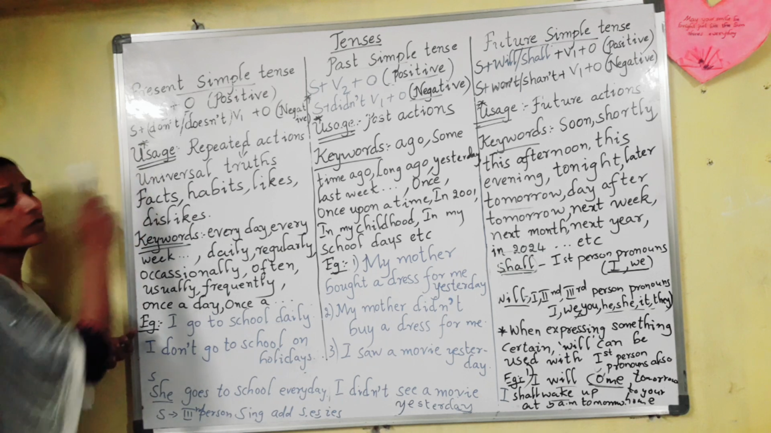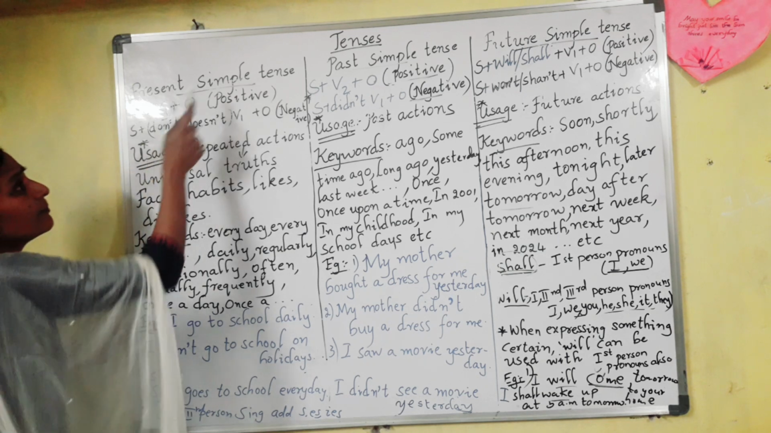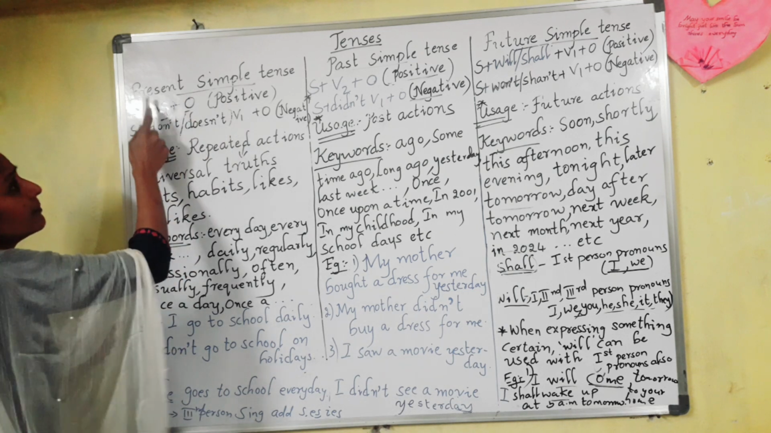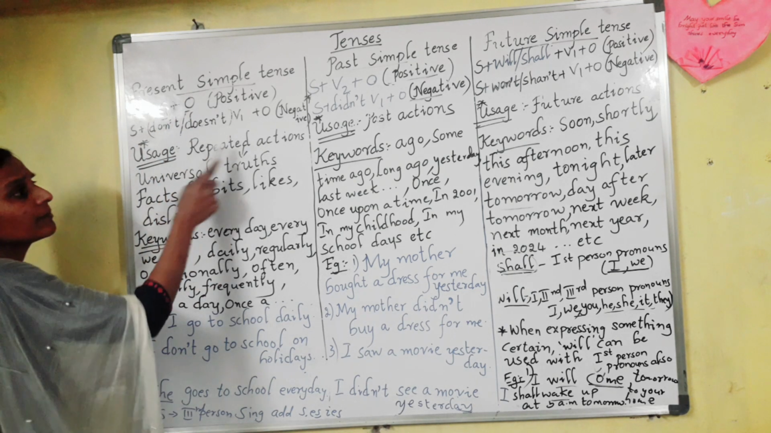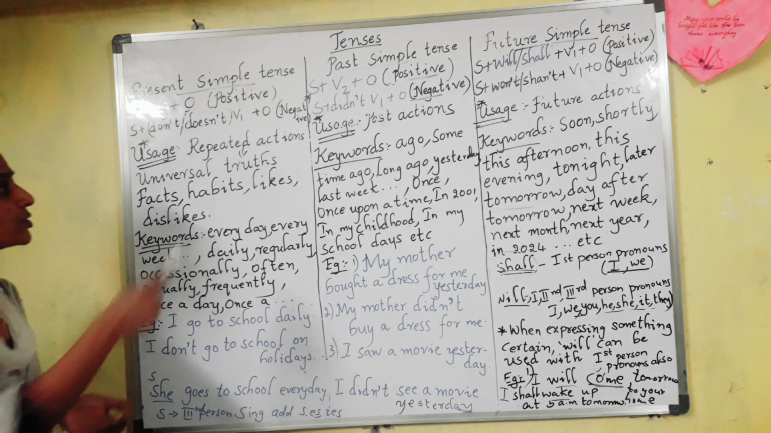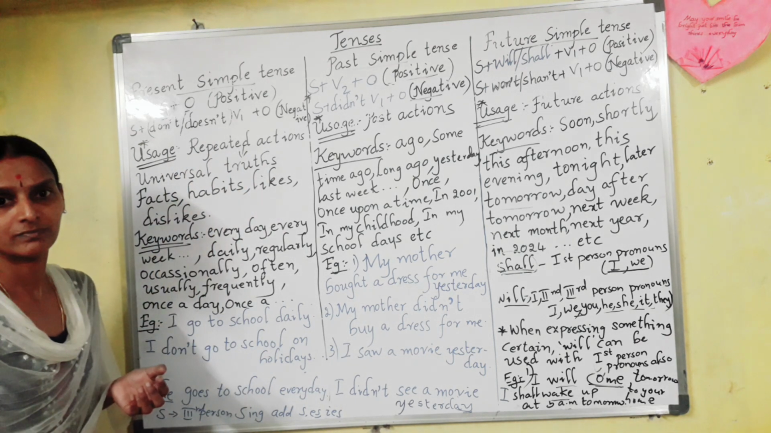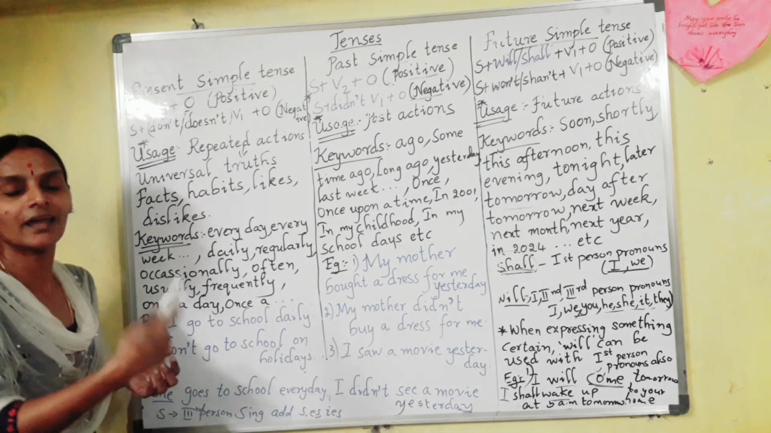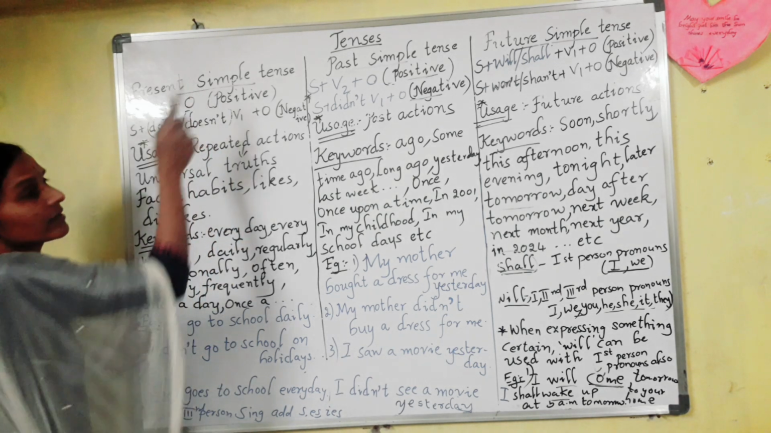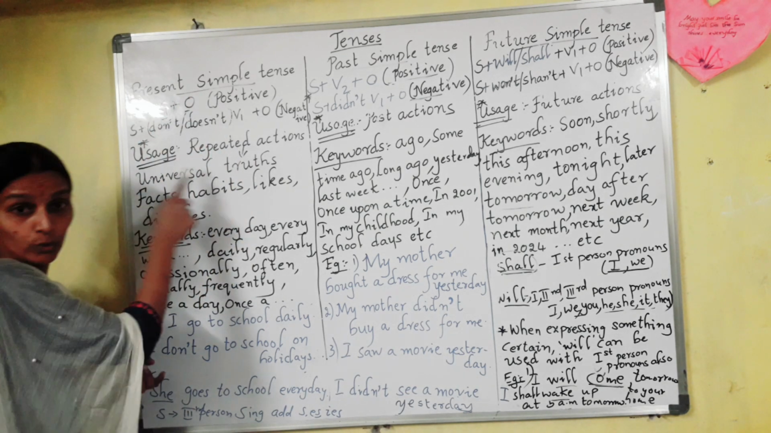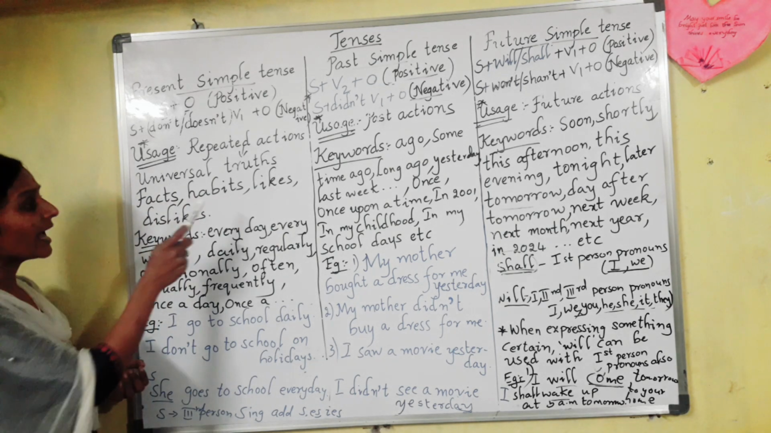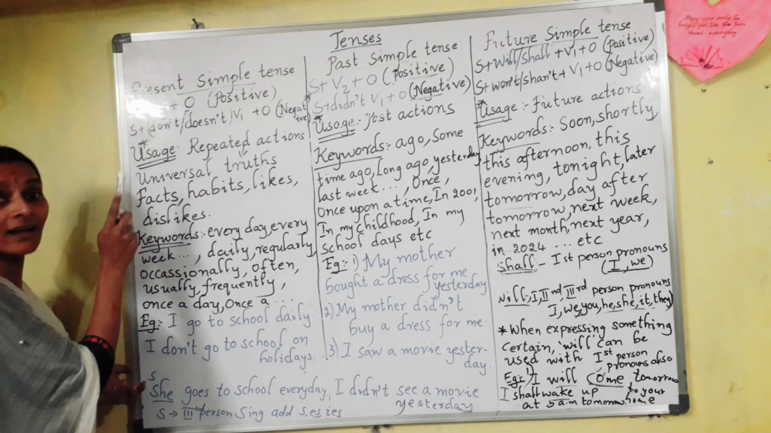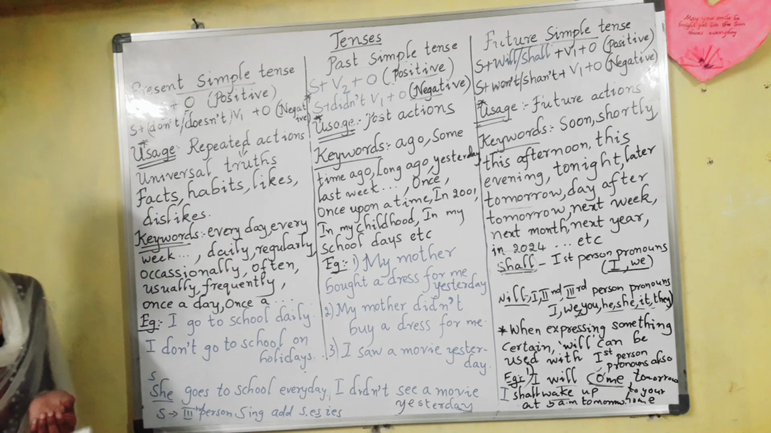Now, what is the usage? Where is the simple present tense used? In which cases is present simple tense used? See, for every repeated action, the actions which will be repeated again and again, there the simple present tense is used. For example, universal truths, facts, habits, likes and dislikes.